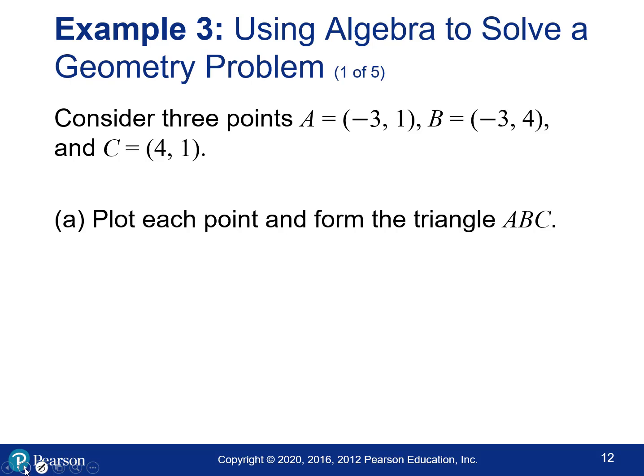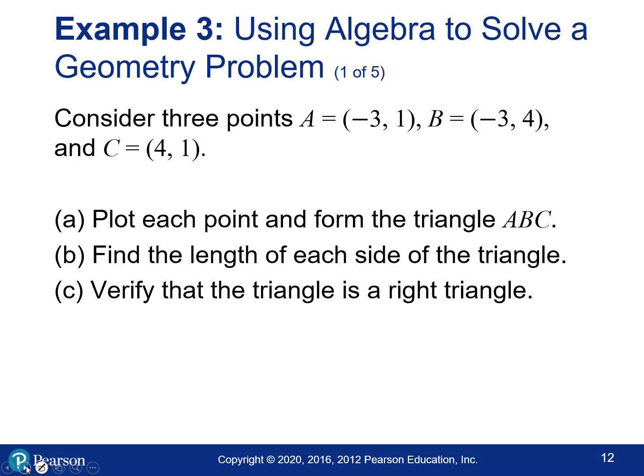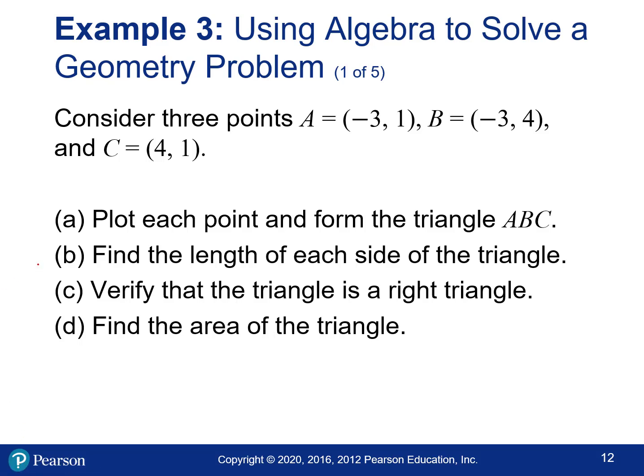So first, let's plot the points and form a triangle with them. And then we're going to find the length of each side of the triangle. So that's going to be 3 lengths we're finding. And then verify that it is in fact a right triangle. So it might look like one when we draw it, but we have to verify it mathematically. We can't just base it off our drawing. And then we're going to find the area of the triangle. So just looking at our 4 things we're finding, part B is where we're going to use our distance formula. The length of the sides of a triangle is in fact their distance between the points. So that's the distance formula right there.